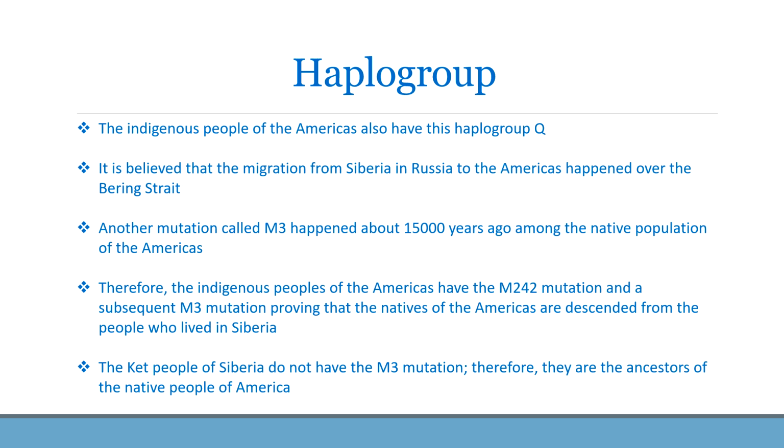The indigenous people of the Americas also have this haplogroup Q. It is believed that the migration from Siberia in Russia to the Americas happened over the Bering Strait. Another mutation called M3 happened about 15,000 years ago among the native population of the Americas. Therefore, the indigenous people of the Americas have the M242 mutation and a subsequent M3 mutation, proving that the natives of the Americas are descended from the people who lived in Siberia. The Ket people of Siberia do not have the M3 mutation. Therefore, they are the ancestors of the native people of America.